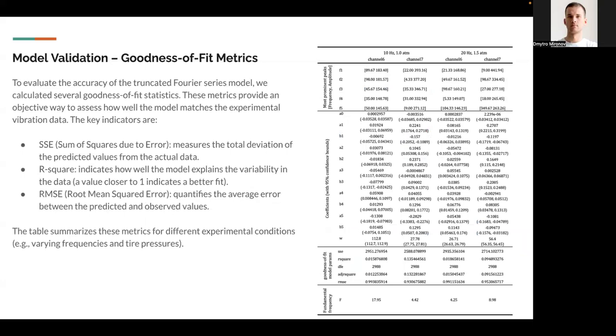For model validation, we calculated several goodness of fit metrics, such as R squared and RMSE. These metrics confirmed that the model aligns well with the experimental data. Additionally, a visual comparison of the reconstructed signal with the experimental data further validates the model's accuracy.